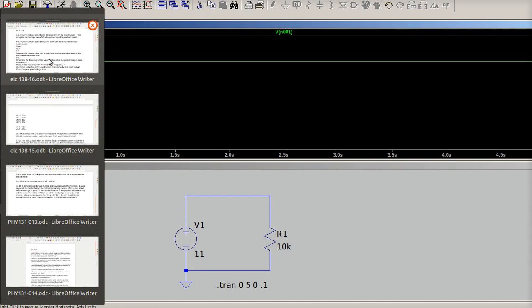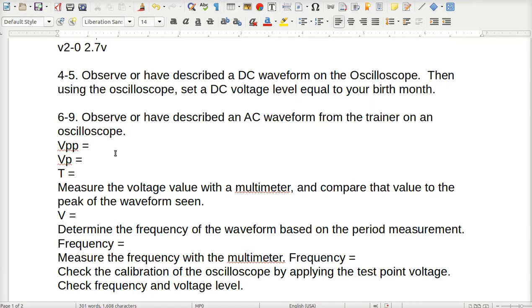Now if I go back to the right worksheet. Okay. So I would have you on the bench set a DC voltage level equal to your birth month. You get out a scope probe, set it up to your DC voltage source that you're used to, and that's all you look for. For 6 to 9, observer have described an AC waveform on the trainer or the oscilloscope.